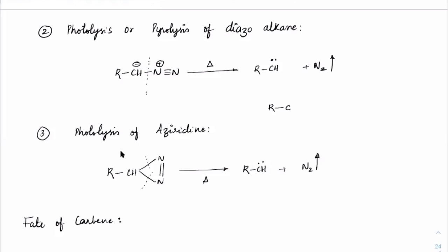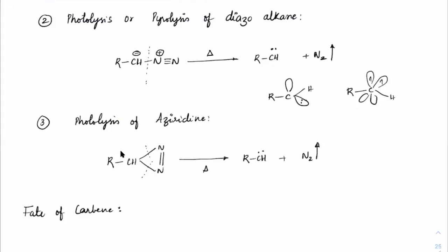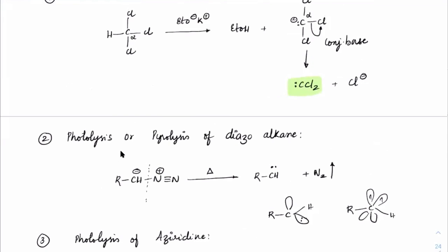This lone pair can exist in two forms. Either it can have an empty orbital with H and a lone pair like this, which is a singlet form, or it can be in a triplet form like this. Correct? Usually it will prefer triplet because that is the more stable form. Carbene can be generated through any of these three ways, where we need to get carbon to have only 6 electrons on it.